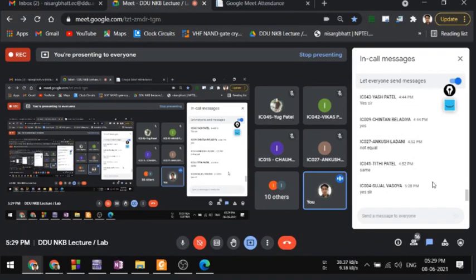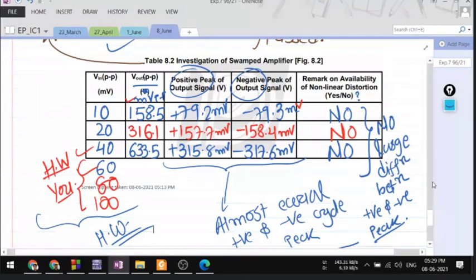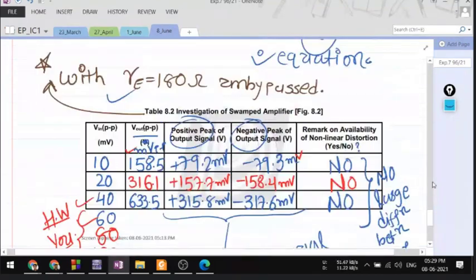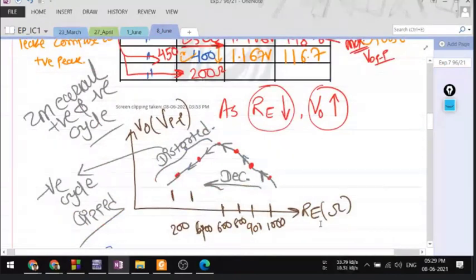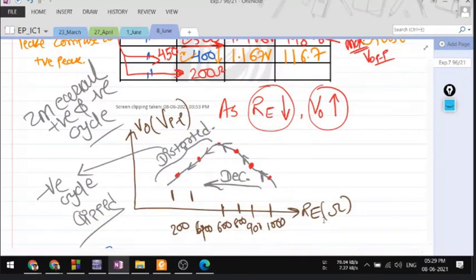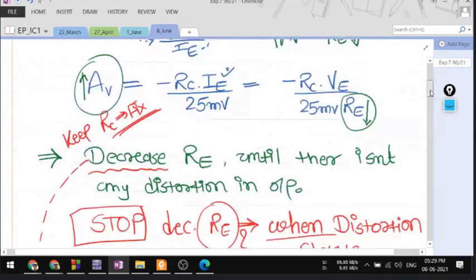In experiment 7 you have to draw the graph, output versus RE, as I have explained. The same kind of graph will be there in experiment number 6, output voltage versus RC. So please draw those two graphs in experiments 6 and 7. If you are facing any difficulty, please contact me. Please take a printout of this experiment and start writing these readings.